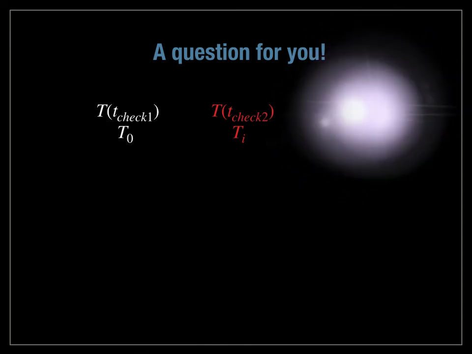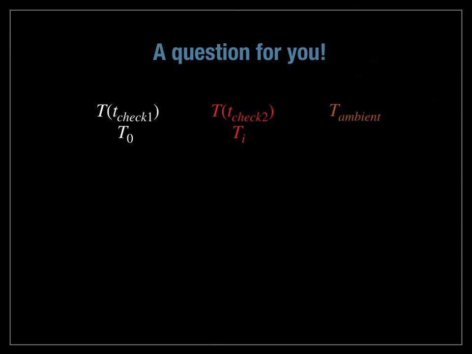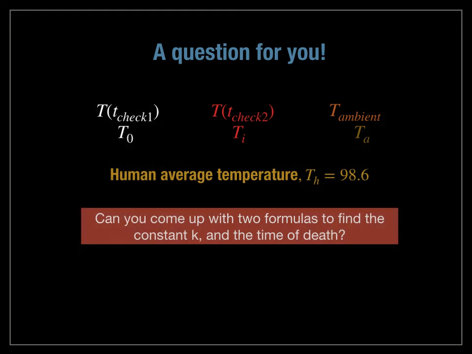And she also has a question for you. Using the temperature at the first checking point, we call it T0, and the temperature at the second checking point, we call it T sub I, where I is the amount of time after the first checking point, and the ambient temperature, which is the room temperature, we call it T sub A, and the human average temperature, T sub H, equals 98.6. Can you come up with two formulas to find the constant k first, and then the time of death for each victim, using the temperature of the dead body formula?